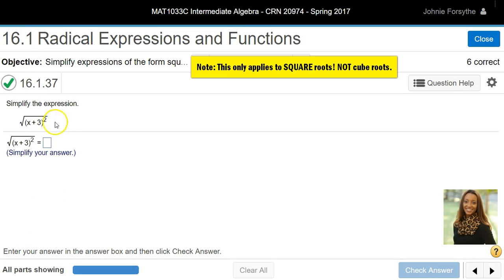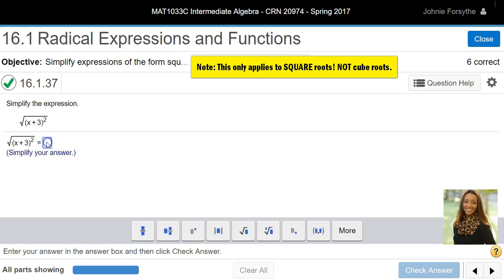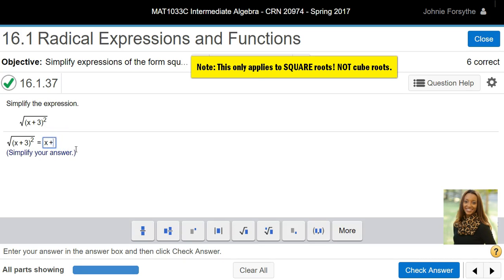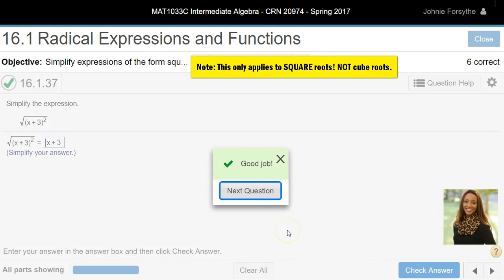Now here we have the square root of x plus 3 squared. So your square root and your squares cancel. Okay, so your answer can just be x plus 3. Notice when I press check answer, it's telling me that it's not correct. All right, that is because we need to make sure that we have absolute value signs around our answer because we have a variable here. So I'm going to say this is the absolute value of x plus 3. Now it takes the answer as correct.